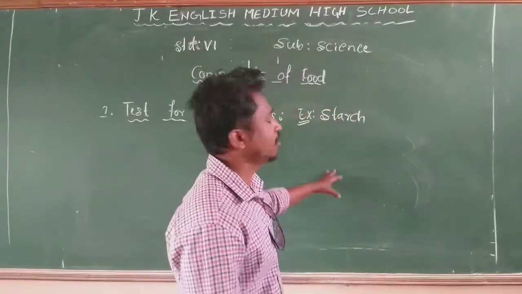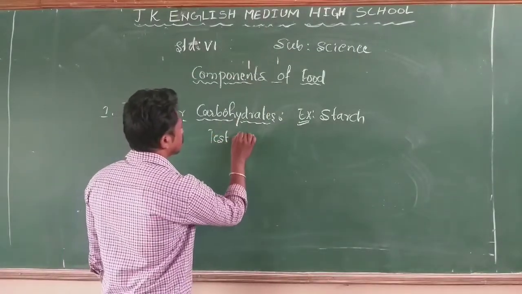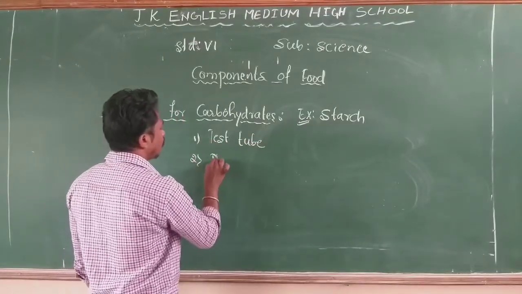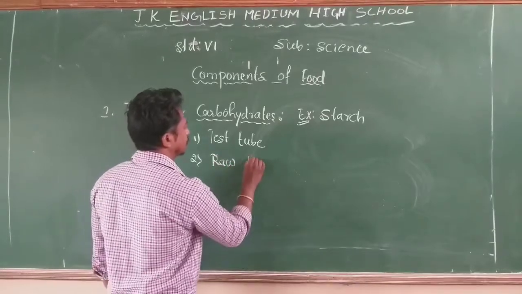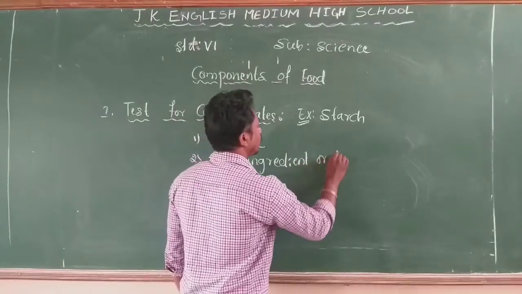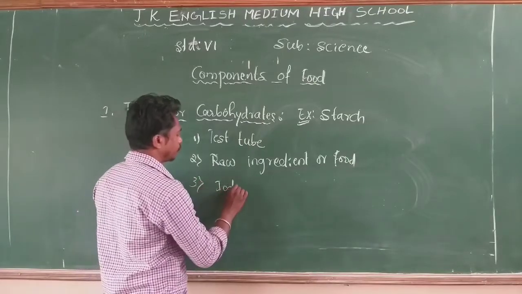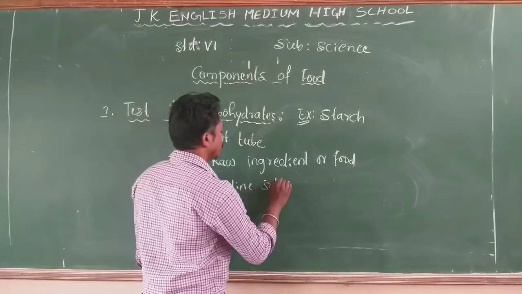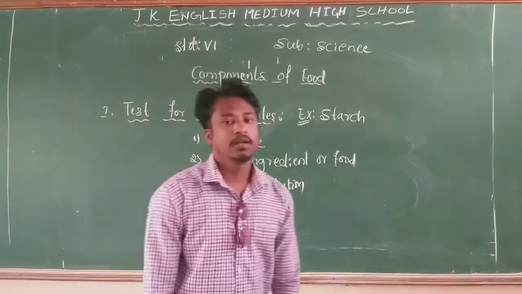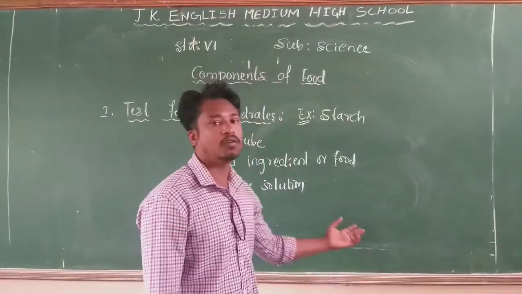To carry out this test, we need a test tube and raw ingredient or food. And next, most important, iodine solution. We can get this iodine solution in shops, at a chemist shop also, or we can prepare it at home.